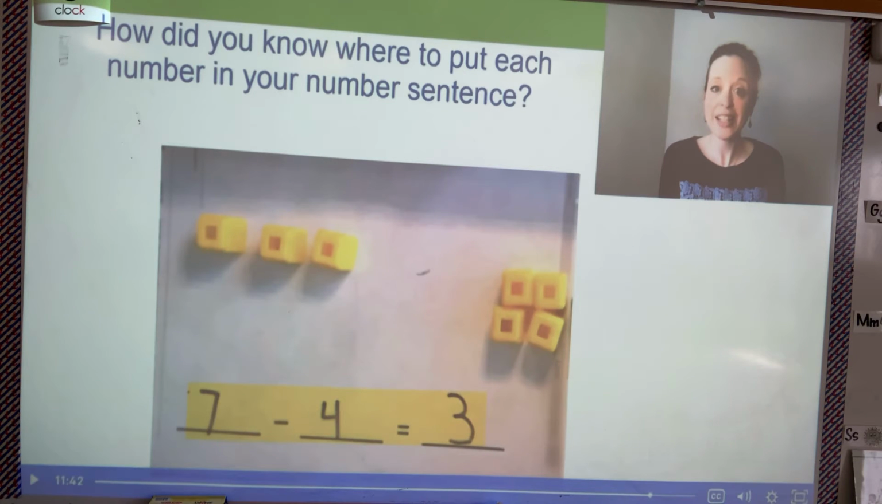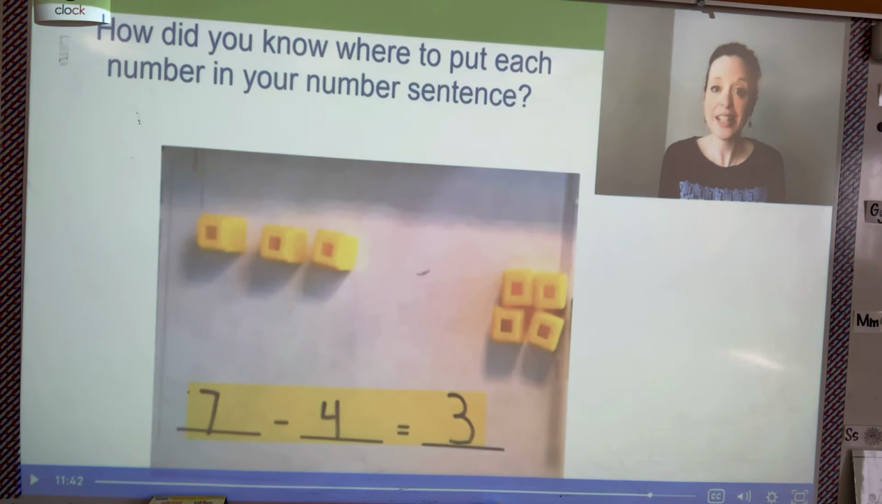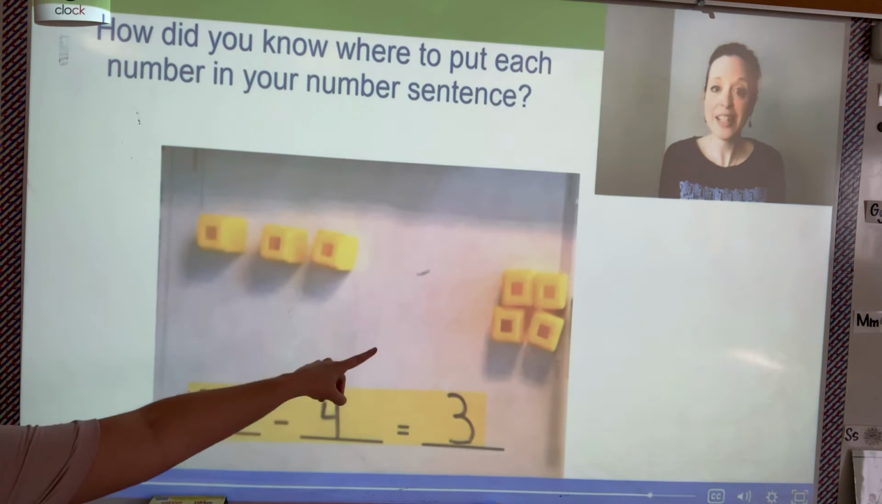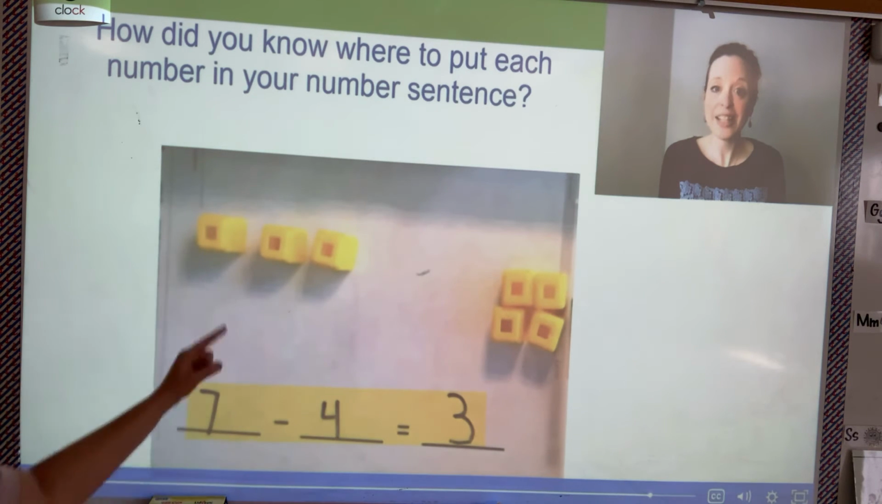Russell, how did you know where to put each number? 7 is the whole, and it's minus 4, and it equals 3. Okay, so you know that in a subtraction sentence, we always start with the whole. Then our next number is always what we took away. And our last number is what is left over. Good job.